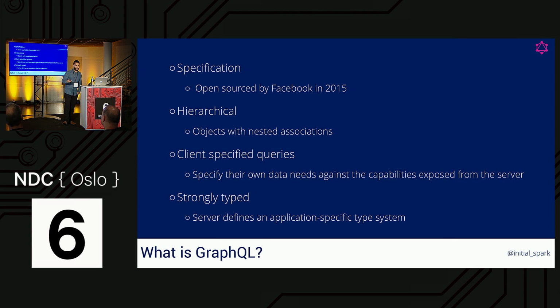So GraphQL is a specification and a standard. It was created by Facebook, I think, in probably 2011, and they've been using it ever since, and they open sourced it back in 2015. It's hierarchical in the sense that it's a graph, and you have objects and nested associations. GraphQL kind of gives power to the clients. Ultimately, clients specify their data needs. And it's strongly typed. Each GraphQL server has an application-specific type system, which we saw one of the types in the last example.